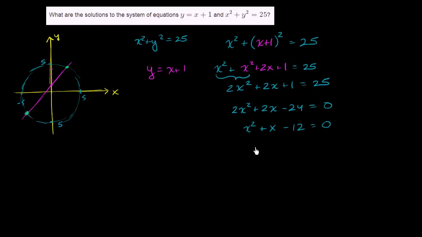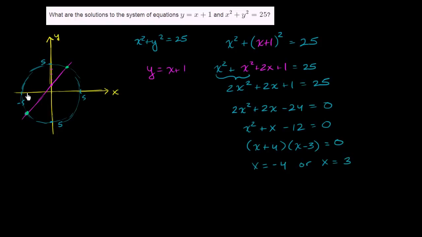And actually, we don't even have to use the quadratic formula. We can factor this right over here. What are two numbers that when we take their product, we get negative 12, and when we add them, we get positive 1? Well, positive 4 and negative 3 would do the trick. So we have x plus 4 times x minus 3 is equal to 0. So x could be equal to, well, if x plus 4 is 0, then that would make this whole thing true. So x could be equal to negative 4, or x could be equal to positive 3.